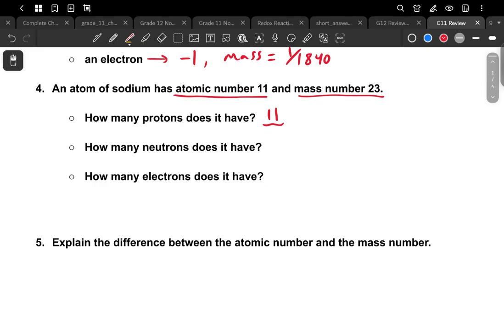How many neutrons does it have? In order to get the number of neutrons, just subtract the atomic number from the mass number, and it is 12. The number of neutrons in this atom is 12. The number of electrons in any neutral atom equals the number of protons.